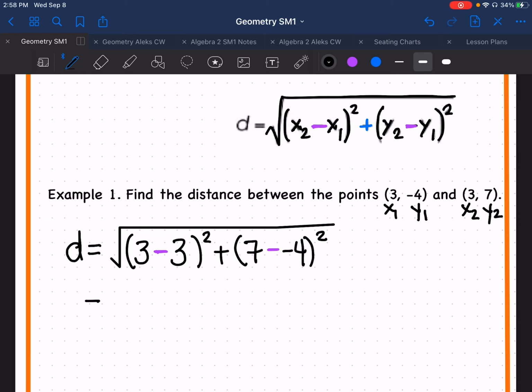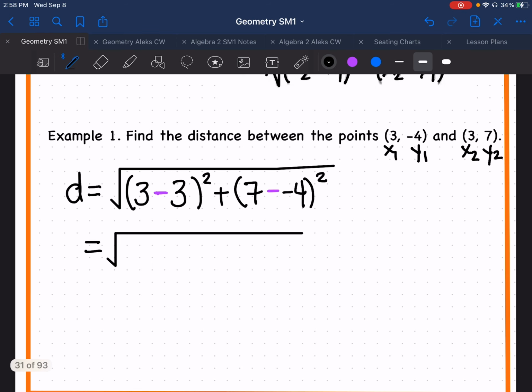Now what I can do from here is I could solve this the long way, or I could grab my calculator. I'm going to show you this first one the long way. So I would do 3 minus 3, that's 0. And then 7 minus a minus 4. Whenever we see a double minus, remember that's going to get changed to plus. 7 plus 4, that's 11, and we're going to square it.